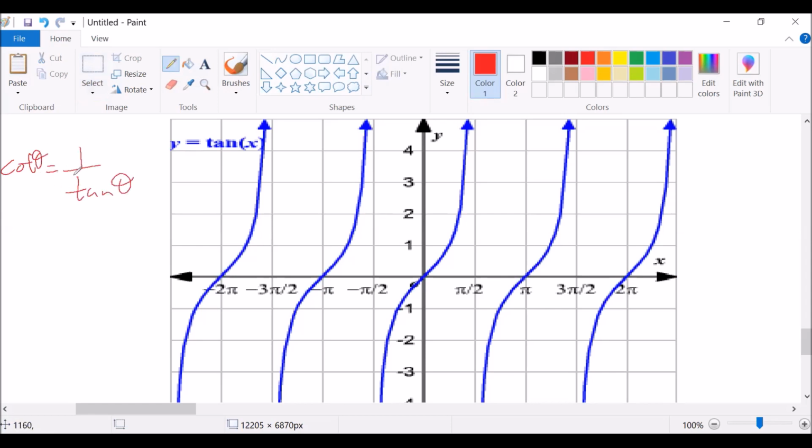Okay, cotan theta is equal to 1 over tan theta. So how do we work this out? When tan is equal to 1, cotan is 1 over 1, which is 1. So these points remain. When tan is equal to minus 1, cotan is equal to 1 over minus 1, which is minus 1. So these points also remain. When tan is 0, 1 over 0 will be undefined. So we have asymptotes there, whenever tan is 0.